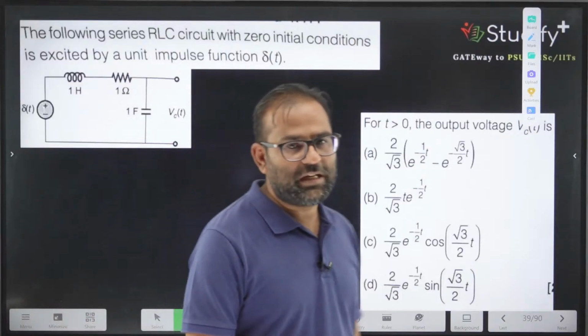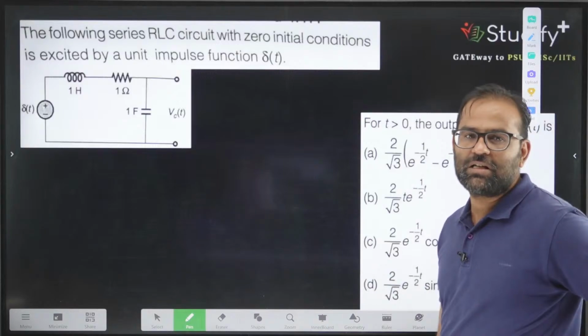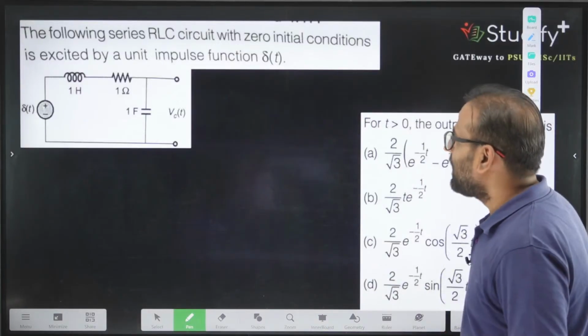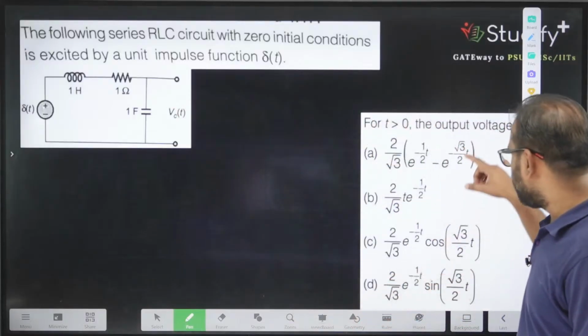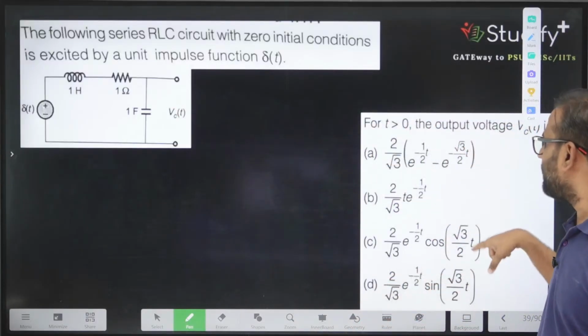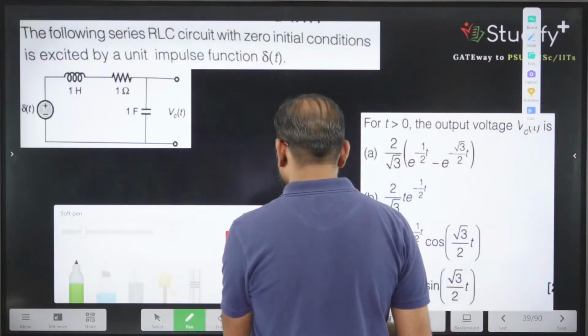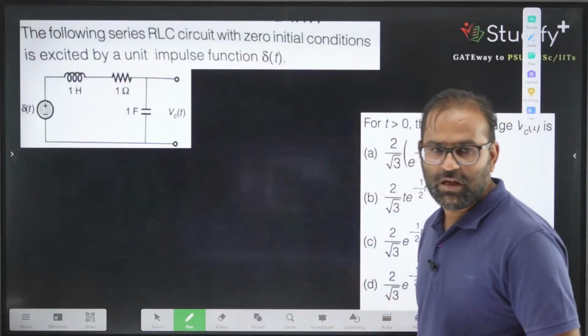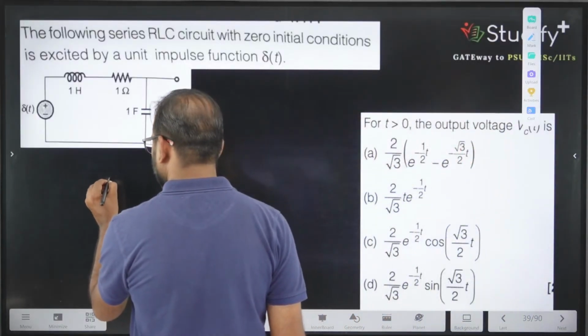One RLC circuit is given. The following series RLC circuit with zero initial condition is excited by a unit impulse. They are asking for the unit impulse response for this circuit, and these are the values. What will be the voltage across the capacitor? Always remember, in this type of circuit, there is no initial condition given. If no initial condition is given, you can directly take the Laplace transform.